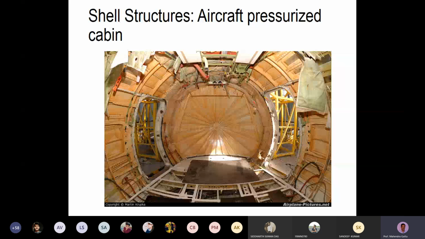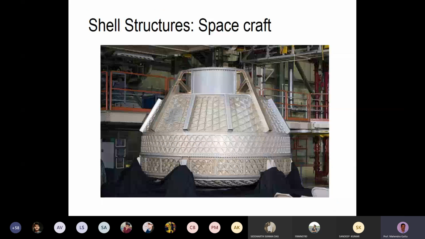do the design. So this is a shell structure of an aircraft cabin. When you fly an airplane, the atmospheric pressure is very low, and you have to create pressure inside the cabin so that the structure will not collapse. So again there will be some internal pressure on the shell. And in the spacecraft also there will be internal pressure to maintain the shape against the outer atmosphere.